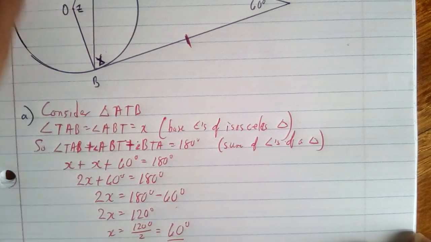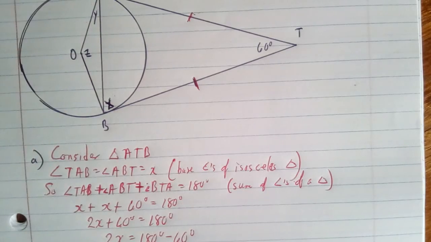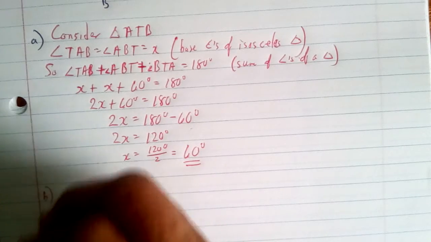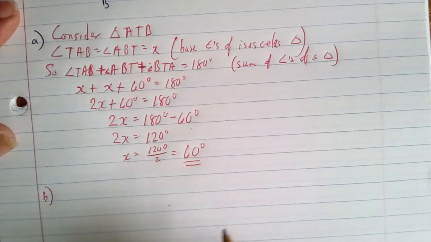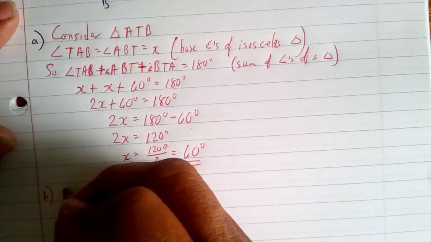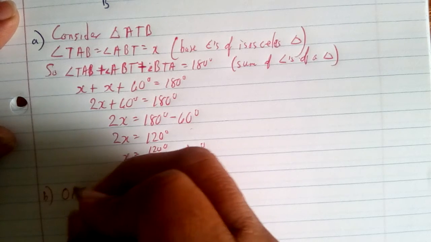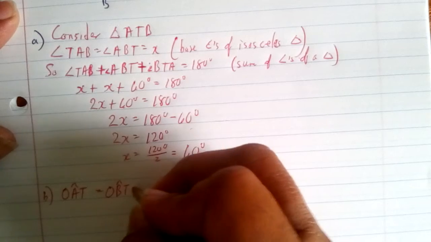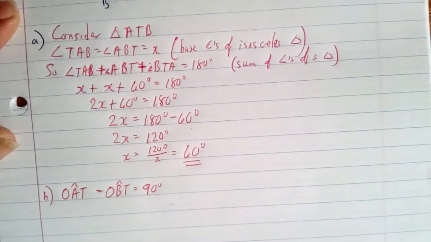So now what we do is go to the second part, which is the angle y. Okay, so the way we're going to work with b now is as follows. We put b here. We're going to say now that angle OAT is equal to angle OBT, which is equal to 90 degrees. Why is that?